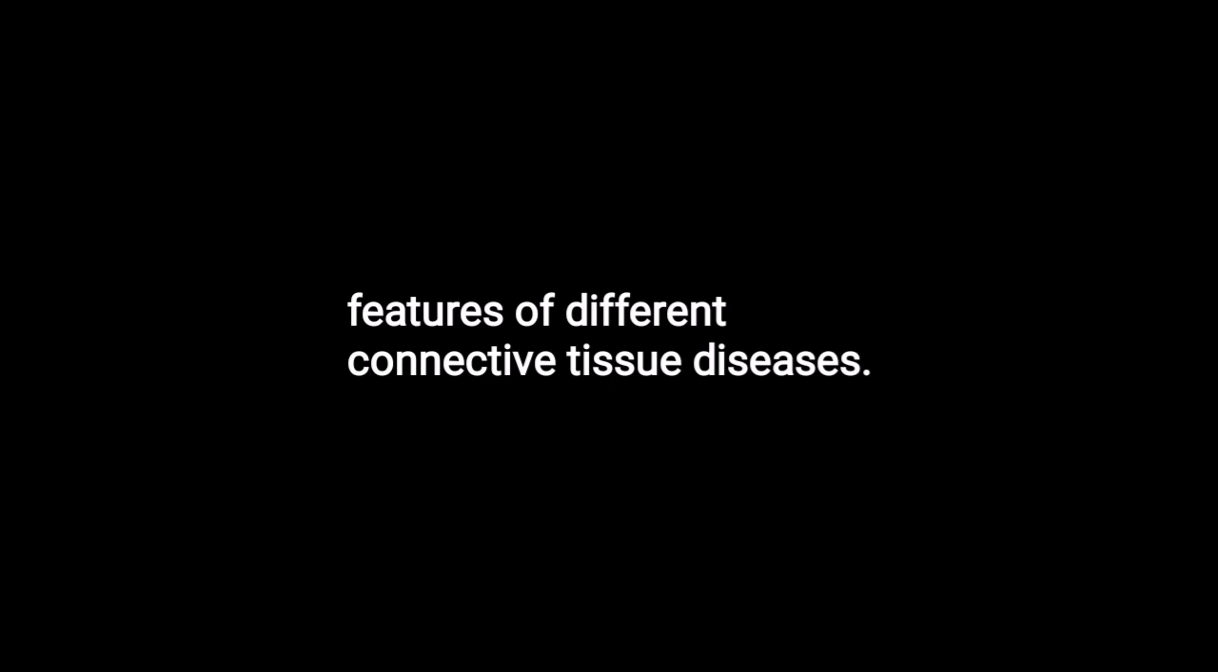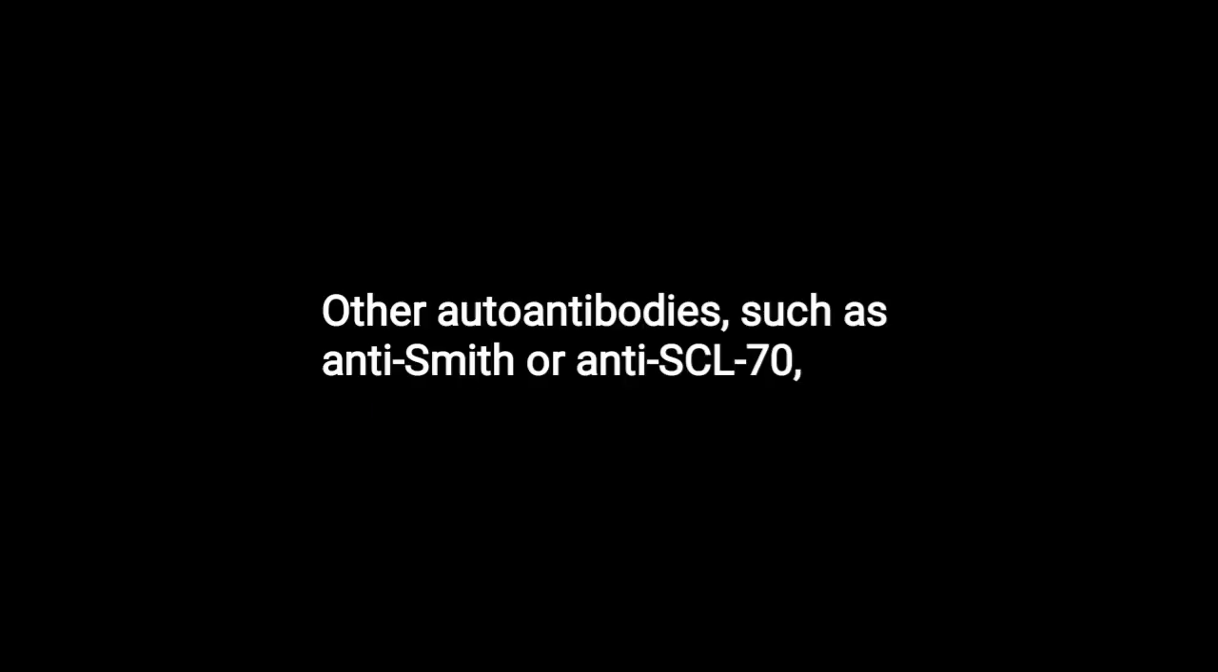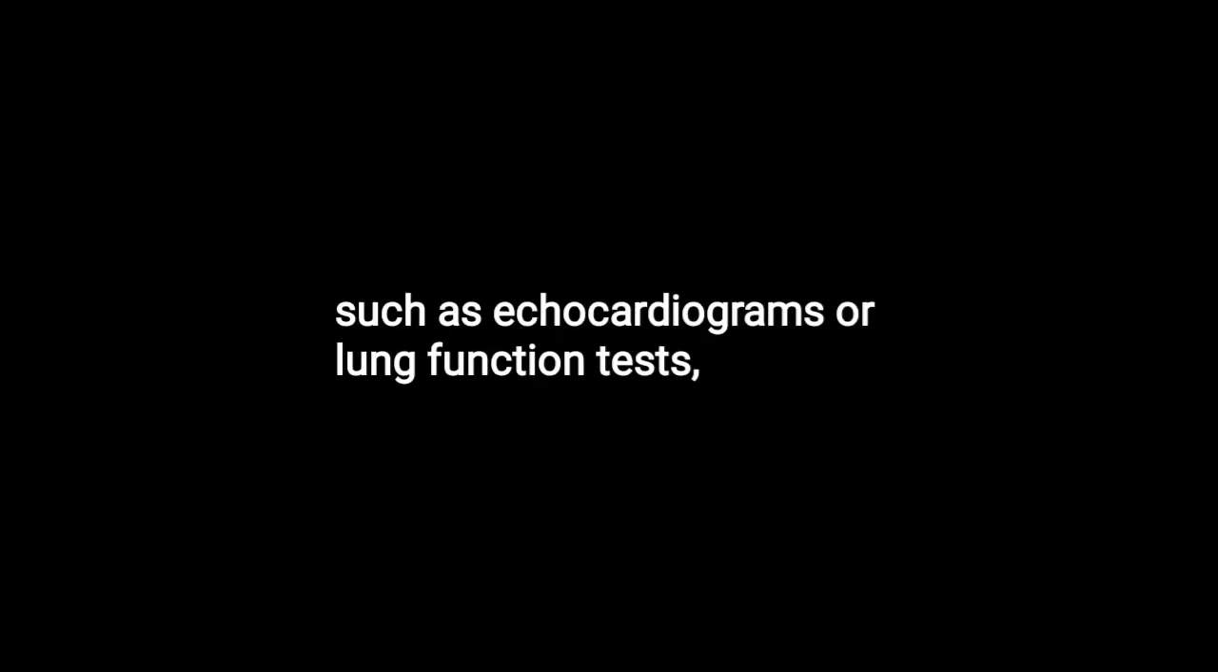Diagnosis of MCTD involves a combination of clinical evaluation, laboratory tests, and imaging studies. A thorough history and physical examination are critical in identifying overlapping features of different connective tissue diseases. Blood tests are performed to detect the presence of specific autoantibodies, with anti-U1 RNP antibodies being the most indicative of MCTD. Other autoantibodies, such as anti-Smith or anti-Scl-70, may also be present and can help guide the diagnosis. Imaging studies, such as echocardiograms or lung function tests, may be used to assess organ involvement.